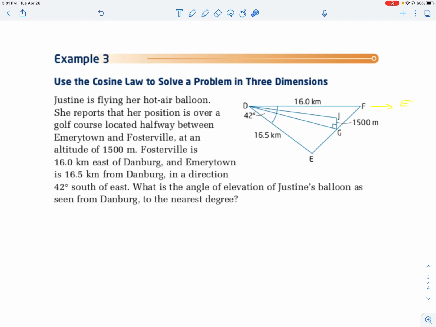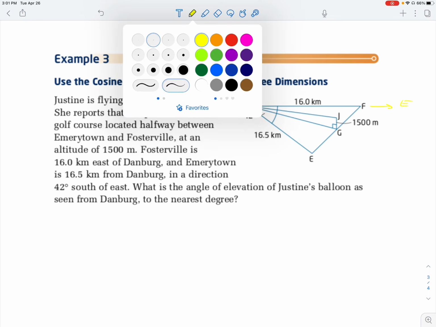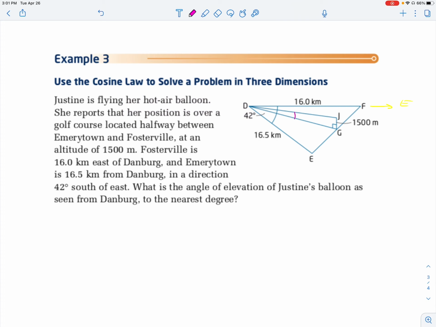Okay, it says, what is the angular elevation of Justine's balloon as seen from Dangberg to the nearest degree? So if you're standing at Dangberg, to what angle would you have to look up in order to see Justine in her hot air balloon? Okay. So in order to find this angle, I'm just going to mark it down right here. That's ultimately what we're looking for, that measurement.